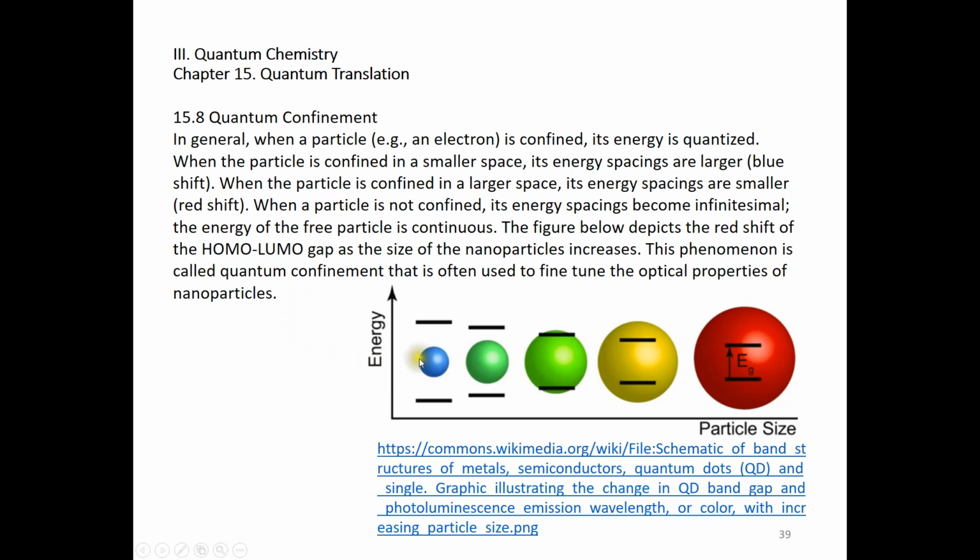When we have a smaller particle, usually we have a larger energy spacing. When we have a larger particle, usually we have a smaller energy spacing. Also, we can see E sub g stands for the energy of the gap.